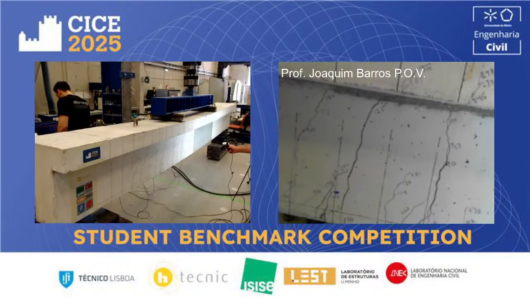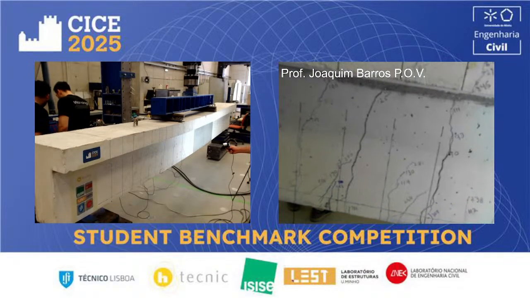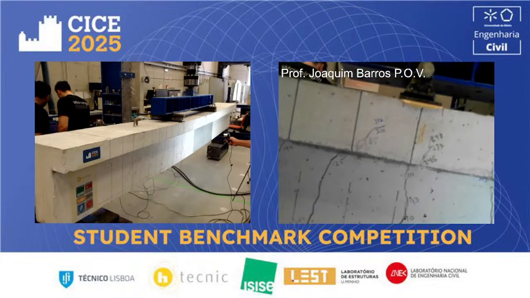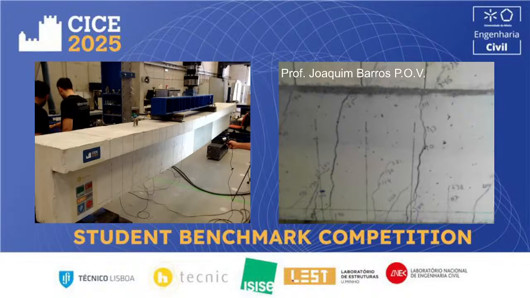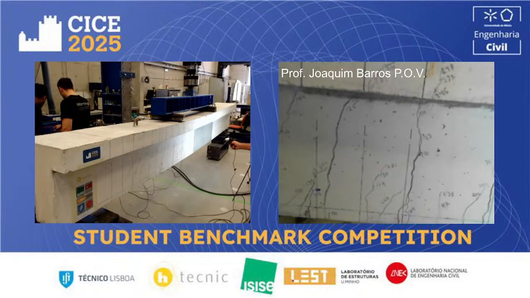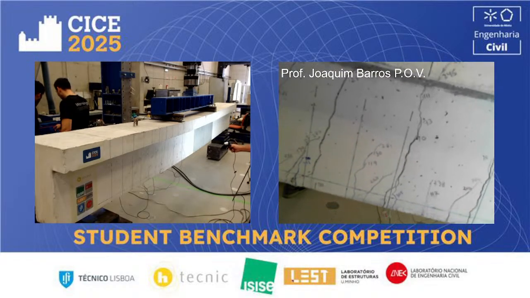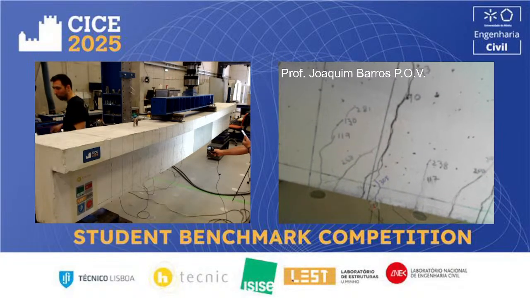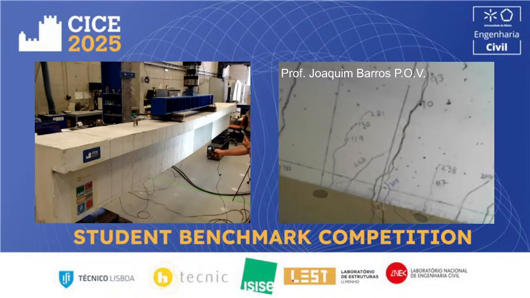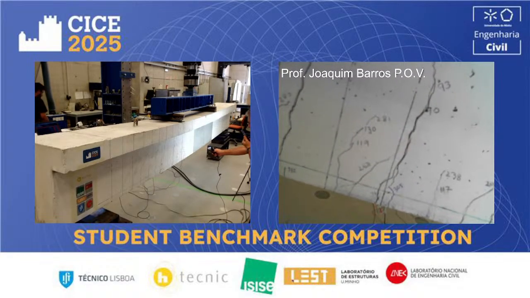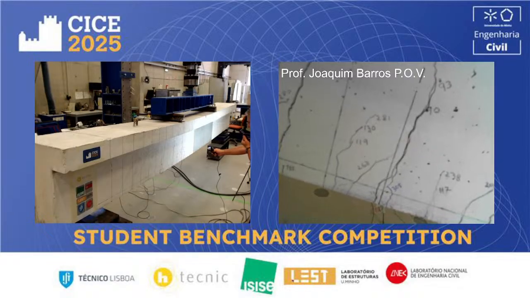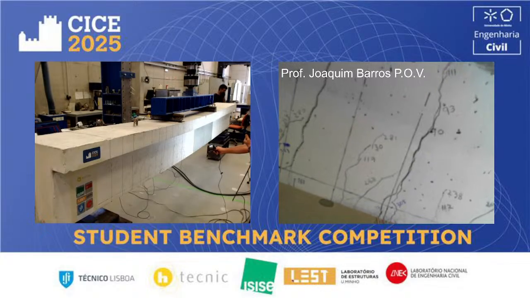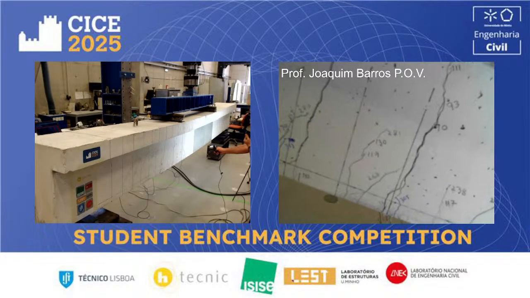We also see some secondary cracks converging into the main crack, progressing towards the main crack. We can see that some new secondary cracks, very close to the main crack, are formed. This is due to the bond process between the flexural reinforcement and the surrounding concrete.